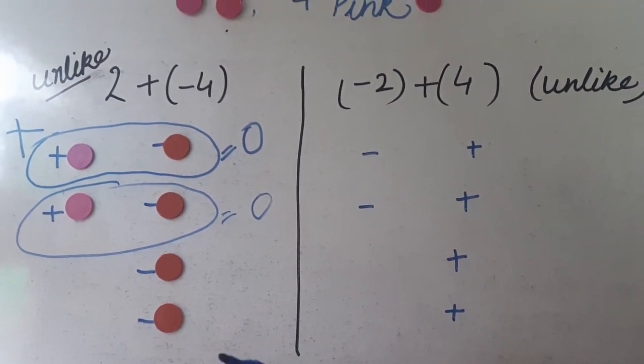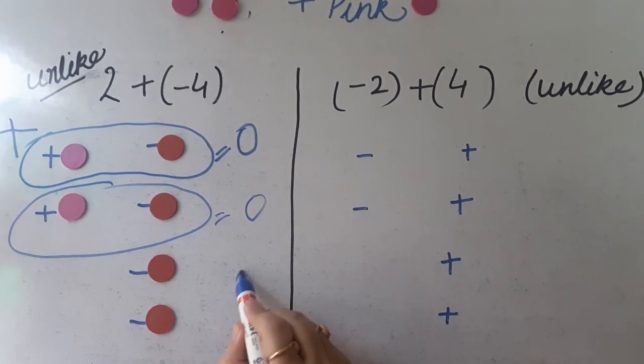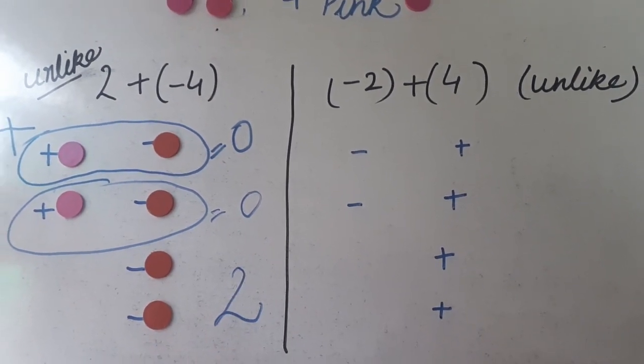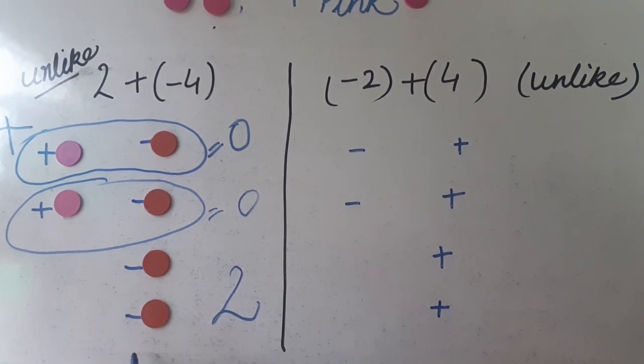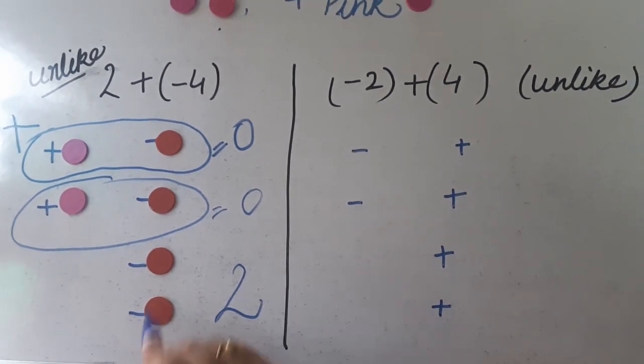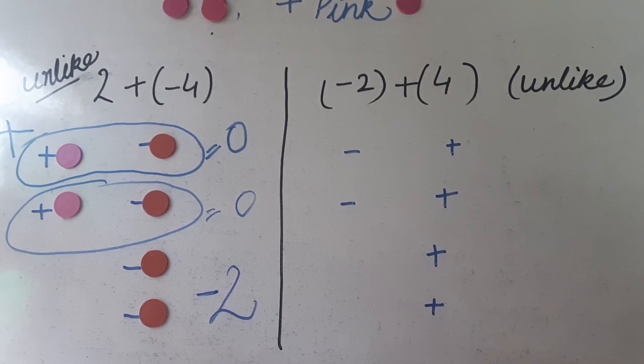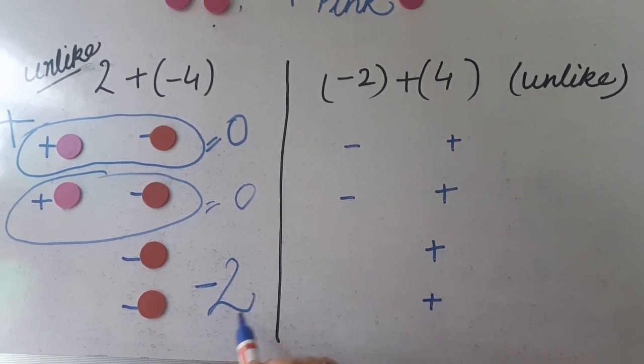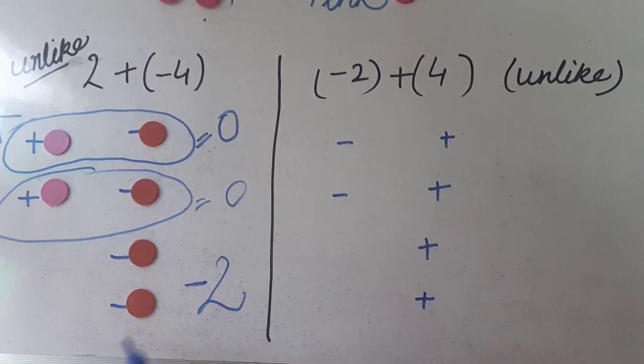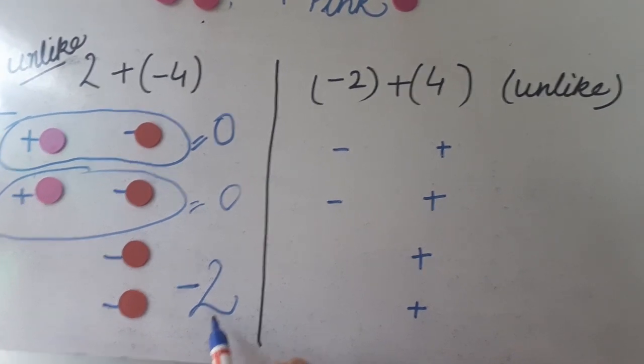It will become 0. So now what is the result? You are left with 1, 2. You are left with 2 coins but with negative sign, and negative stands for red, like this, minus 2. As red stands for negative, so I am writing answer is minus 2.